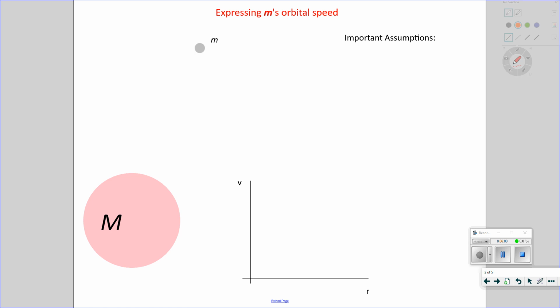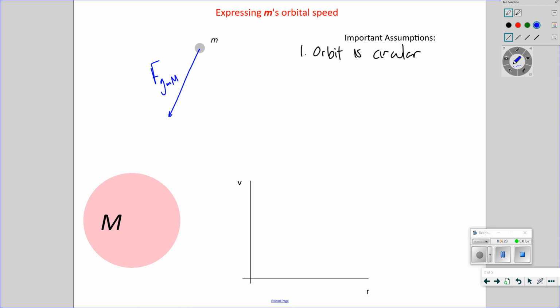Again, let's make a couple of assumptions, important ones. One, orbit is circular. Okay, and so here's how we're going to do it. We're going to say, well, here is the gravitational force on little m by big M. We might as well just state the fact that there is also a gravitational force exerted on big M by little m. Those two forces are a force pair and thus equal and opposite.